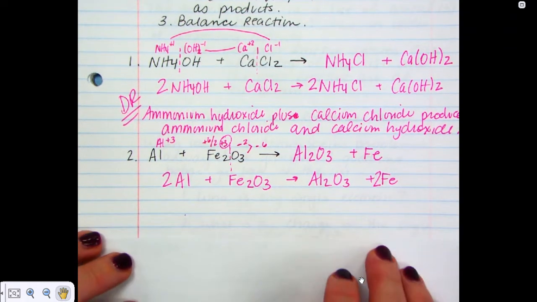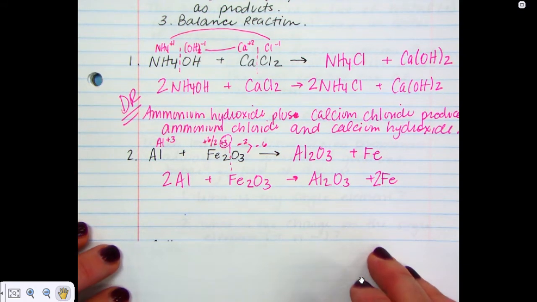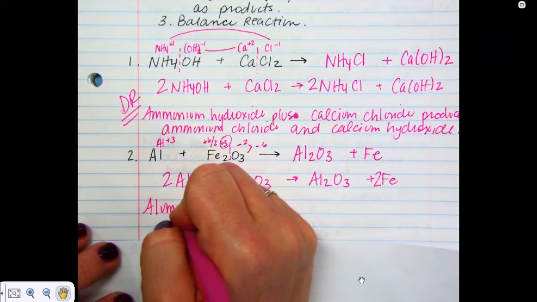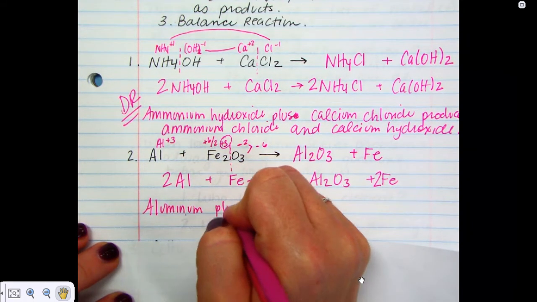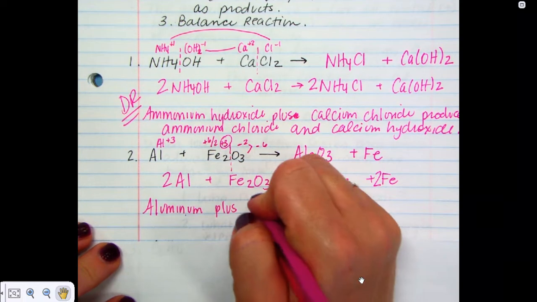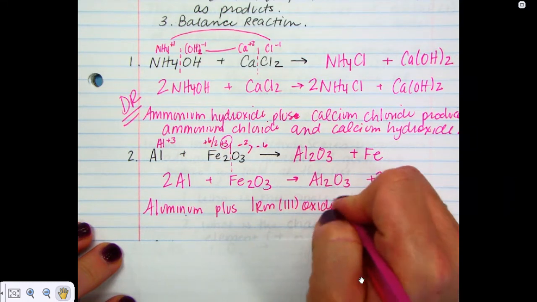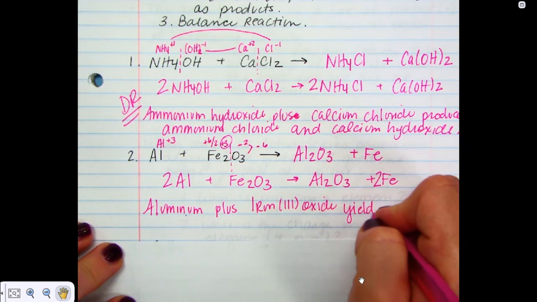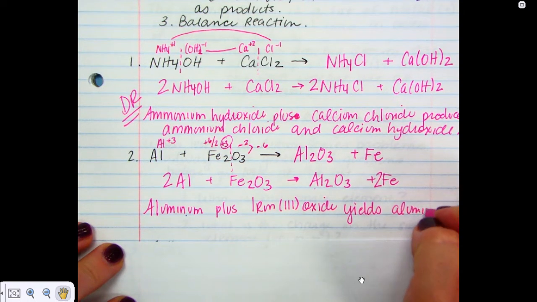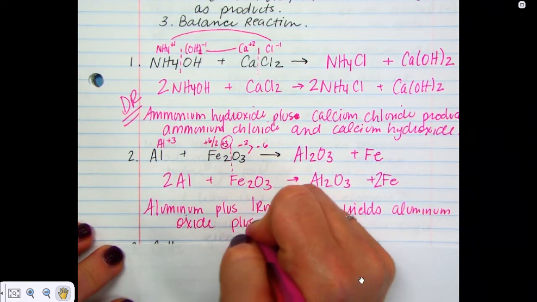All right, now let's name this thing. Aluminum's by itself, so I just call it aluminum. All right, aluminum plus, we determined which iron was this, iron 3. So iron 3 oxide yields aluminum oxide, yeah, plus iron.